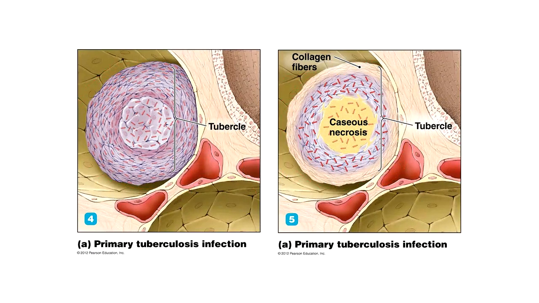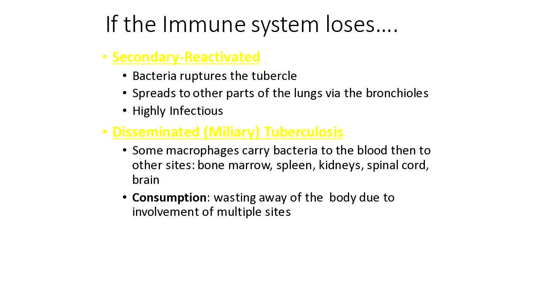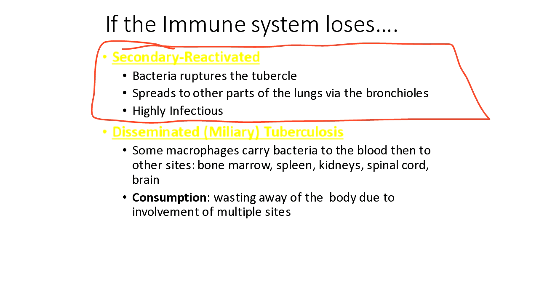All right, so what I just described, primary tuberculosis, is what would happen if the person has a healthy immune system. But let's say the person has a weaker immune system. Then a person can enter into the next stage, called secondary reactivated tuberculosis. In this stage, the tubercles can rupture because of the weakened immune system, and the bacteria within can leak out and spread to other parts of the lungs and into the capillaries underneath. In this stage, the person is highly infectious.